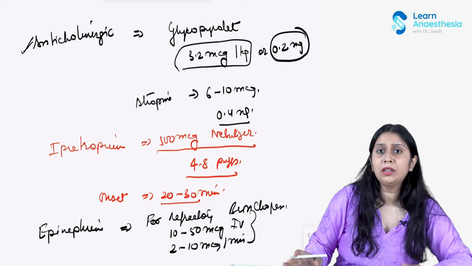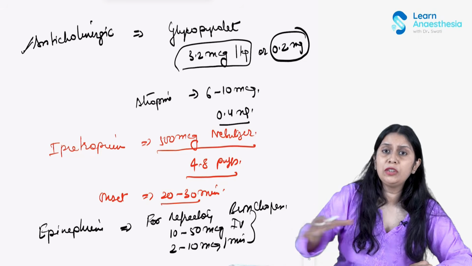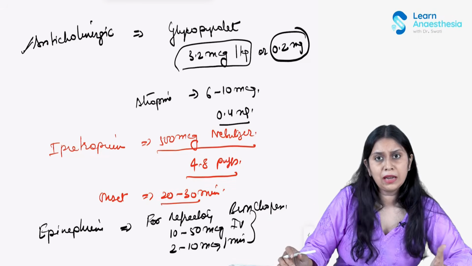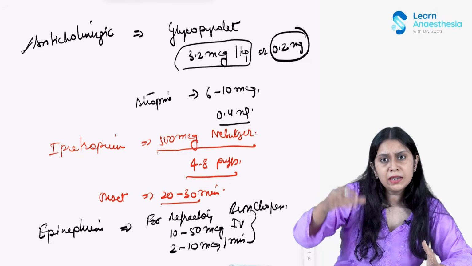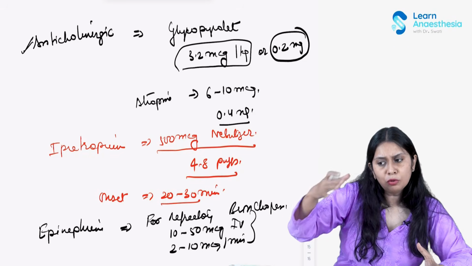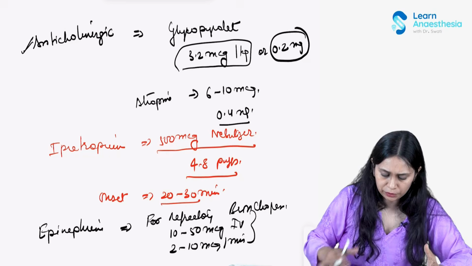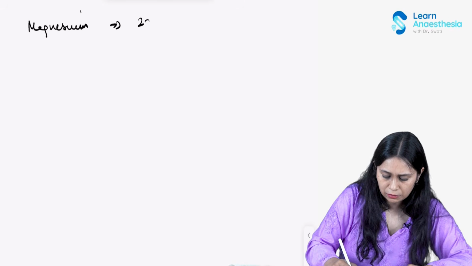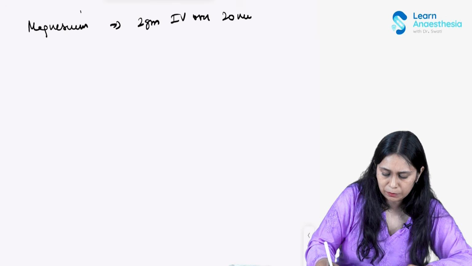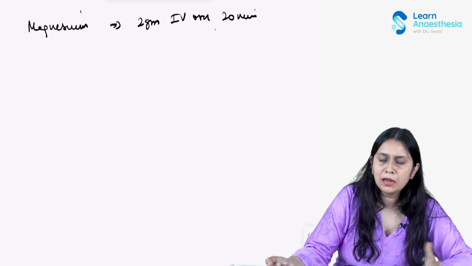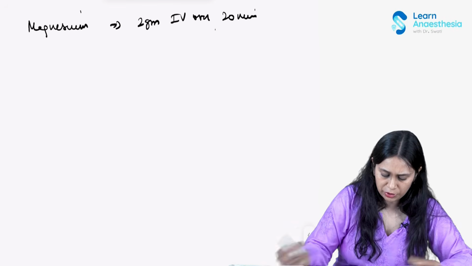Then another wonder drug would be magnesium, a very good bronchodilator. 2 gram stat I will give. Remember, it is a vasodilator also, so blood pressure may decrease. So be careful in managing the blood pressure. We can give magnesium 2 gram IV over 20 minutes. Just be very careful in observing the blood pressure of the patient.